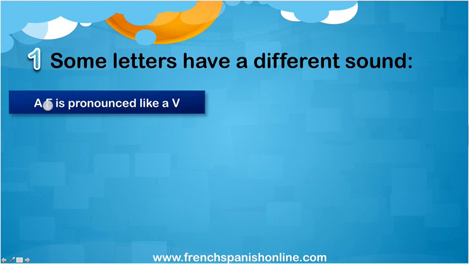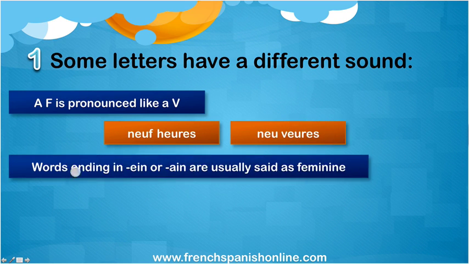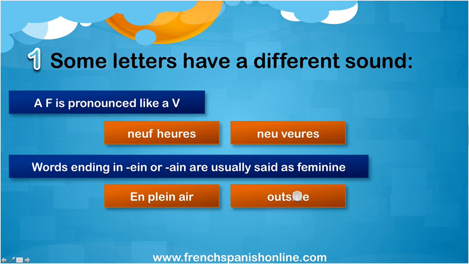We have more changes. An F, for example, is like a V. To say 9 o'clock, here we have the letter F, but when we say it, we say neuf heures, like a V. Words ending in un, EIN or AIN are usually said as feminine. For example, plein, full. Here, if you want to say this expression, you will say en plein air because of the liaison. Plein becomes pleine, en plein air, like the feminine form, and the meaning is outside.